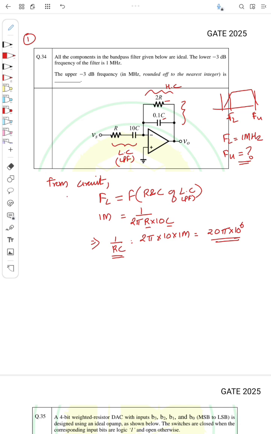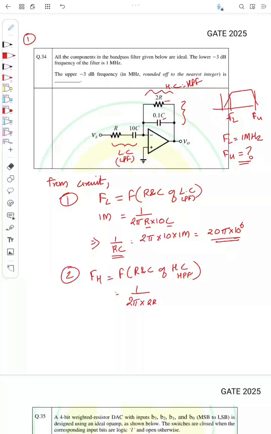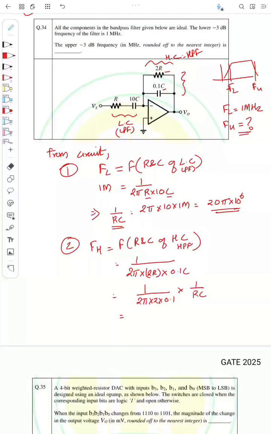Okay, so now the higher cutoff frequency FH will be a function of R and C of the higher cutoff frequency component, or it's like a high pass filter, right? This is similar to a high pass filter. So this will be equal to 1 by 2 pi into the resistance, which is 2R, into the capacitance, which is 0.1 C. So I can write this as 1 by 2 pi into 2 into 0.1, into 1 by RC. Okay, so I will substitute this 1 by RC from the above equation.